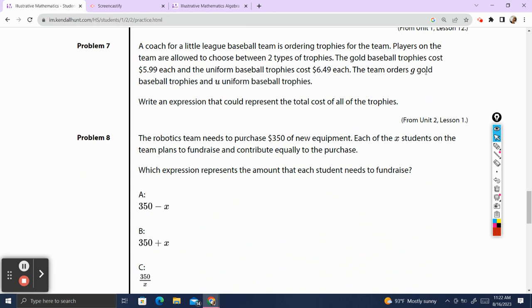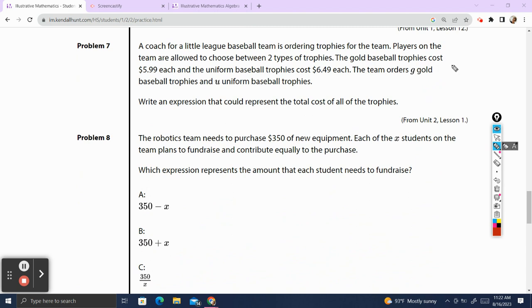A coach for a Little League baseball team is ordering trophies for the team. Players on the team are allowed to choose between 2 types of trophies. The gold baseball trophies cost $5.99 each, and the uniform baseball trophies cost $6.49 each. The team orders G gold baseball trophies and U uniform baseball trophies. Write an expression that could represent the total cost of all trophies.